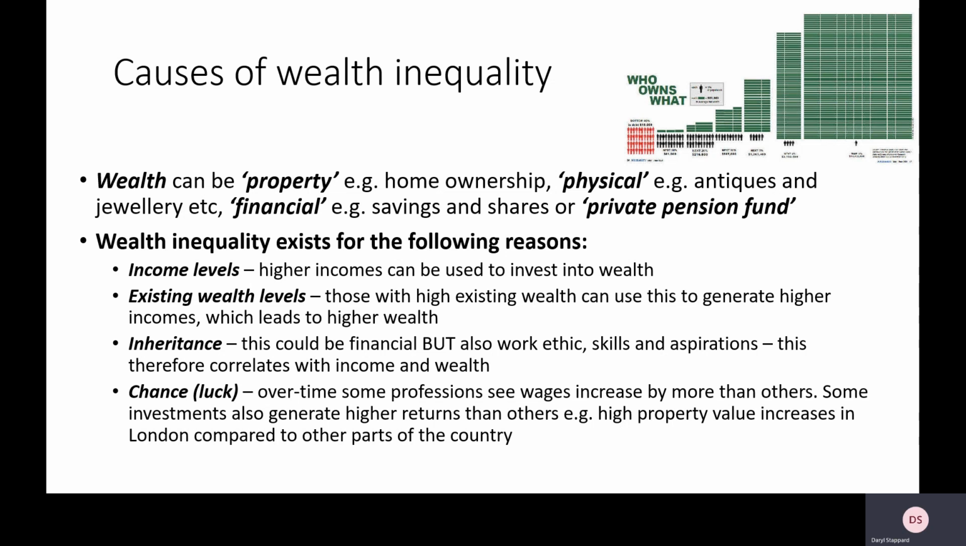The next one is inheritance. Now, this can be financial. So, you know, mum or dad or grandparents, other family members or friends might leave in their wills inheritance for people. This could be property, it could be shares, again, it could be savings in the bank. And again, this would lead to wealth inequality because some people will inherit more than what others will do.